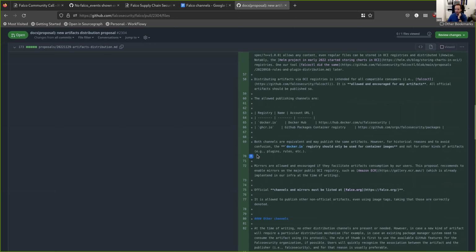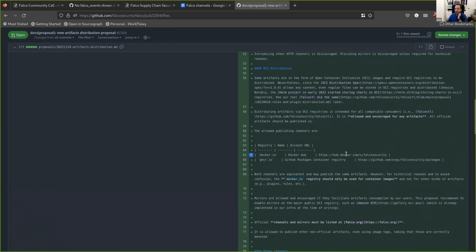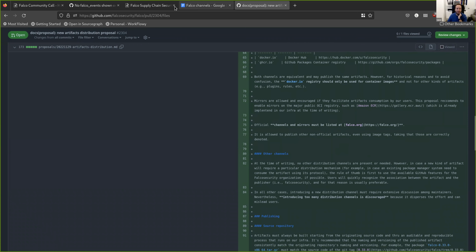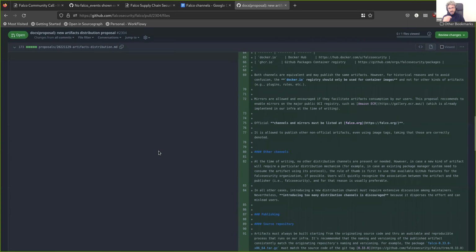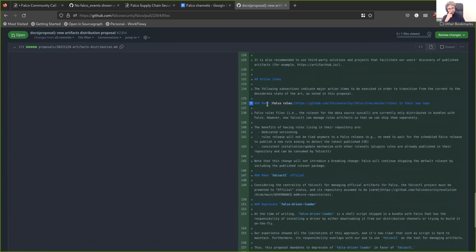Considering also the fact that in order to advance supply chain security, it's great to have first-class OCI support for everything. That sounds perfectly fine to me. And of course, maybe the most important part of the proposal is at the bottom, the action items. I believe this is really important to share with those who haven't seen it yet.